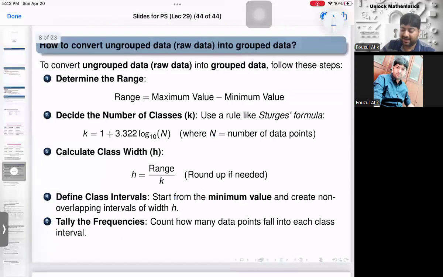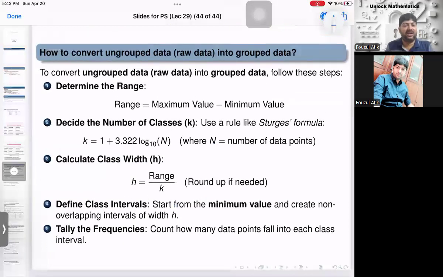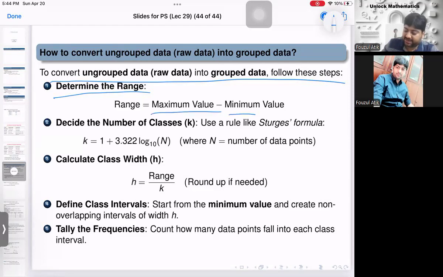Now, you may have the ungrouped data and then you have to group it. So there is a way to do that. How to convert ungrouped data, the raw data, into grouped data? We'll follow the following steps. First is to determine the range. To find the range: maximum value minus the minimum value. Next is to decide the number of classes or number of intervals.